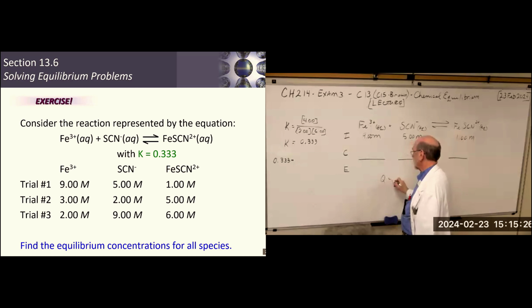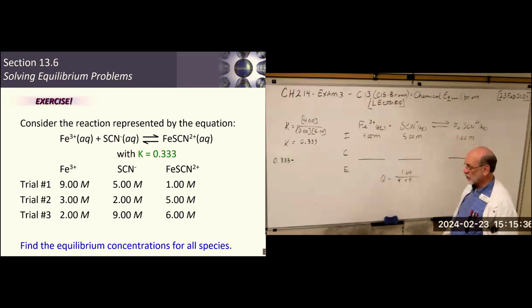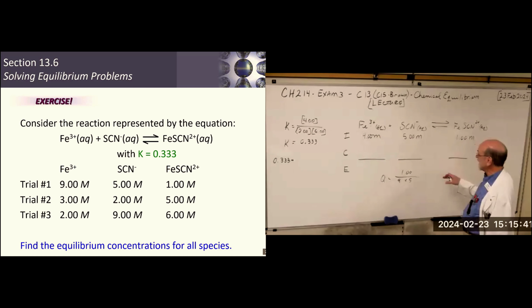Q then would be 1 over 9 times 5. I think we can figure that one. 1 divided by 45 is going to be less than this. So if Q is less than K, that means this is too small. It's going to move that way. So now, if we wanted to calculate concentrations of all species, make this one X.